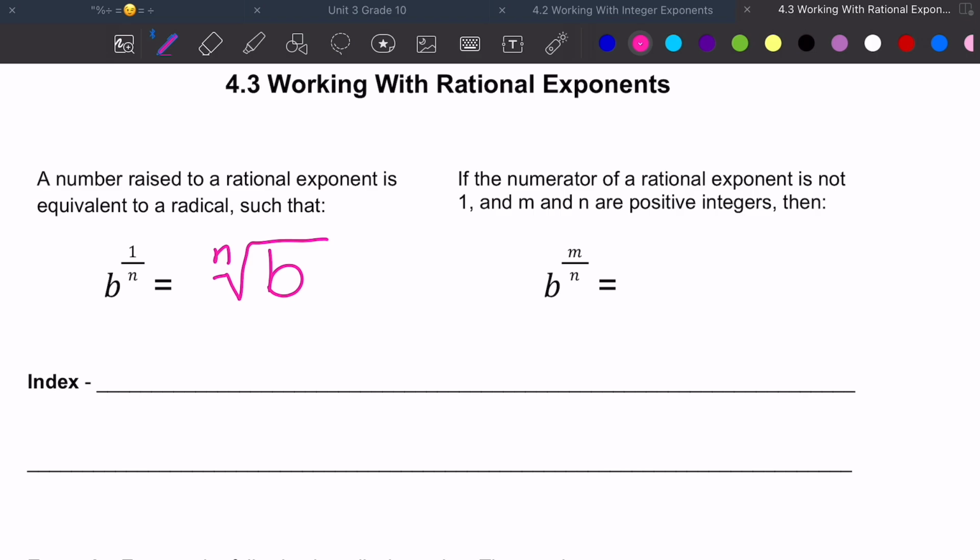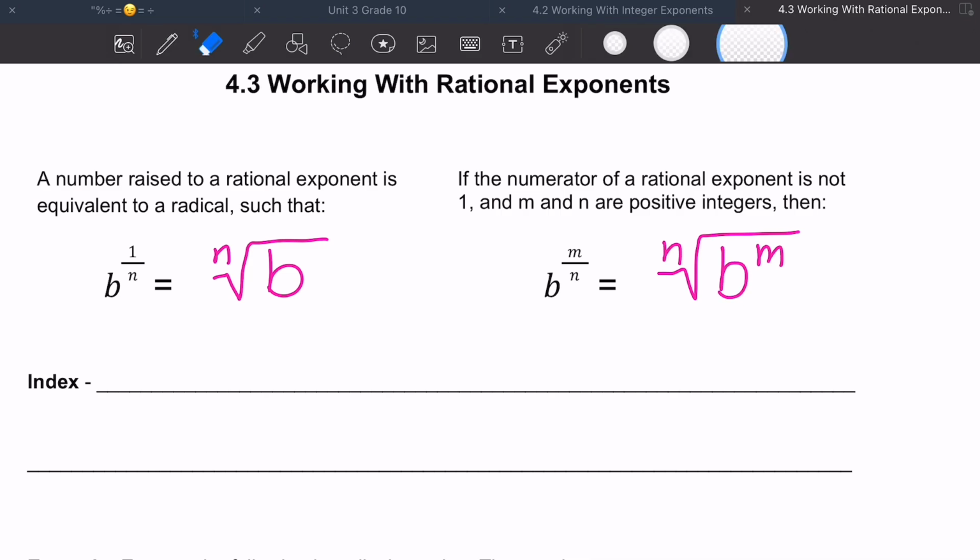Versus if I've got something that's b to the power of m over n, so I've got 2 different numbers in my fraction, this is going to look like the nth root of b to the power of m. So m gets to join b in the square root. The n is on the outside, so it's telling you what kind of root it is. Is it a square root? Is it a cube root? Is it a fourth root? Is it a fifth root?